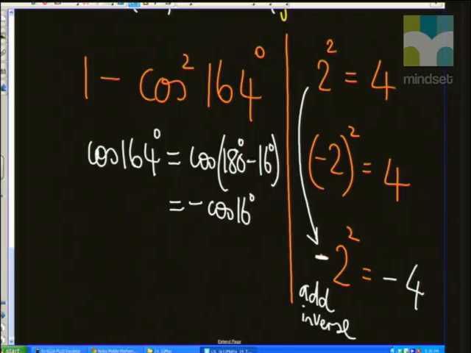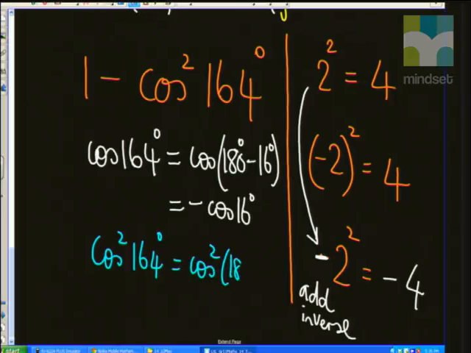That is the linear. If I take the quadratic, I want you to watch carefully what happens. Cos squared 164 becomes cos squared 180 minus 16. But now here's the problem, grade 11s. Here's the problem.